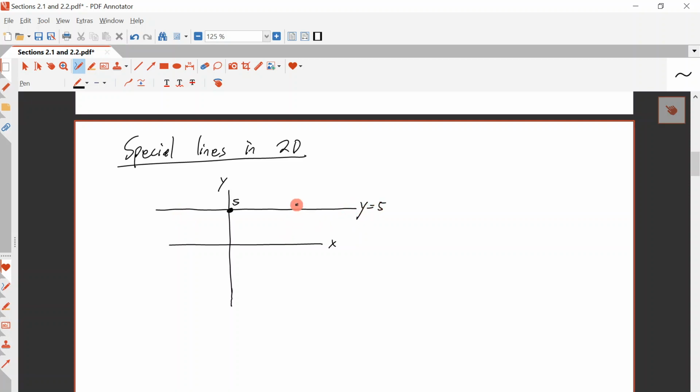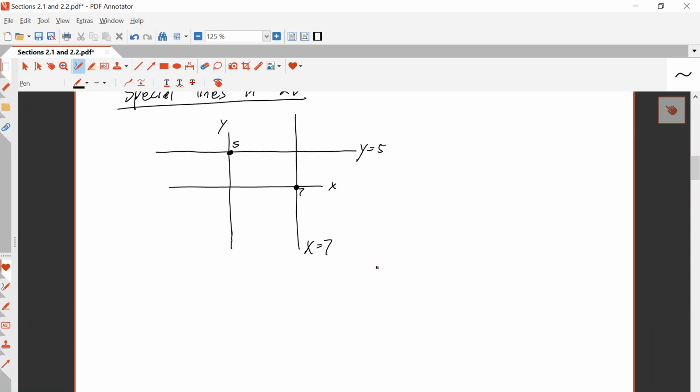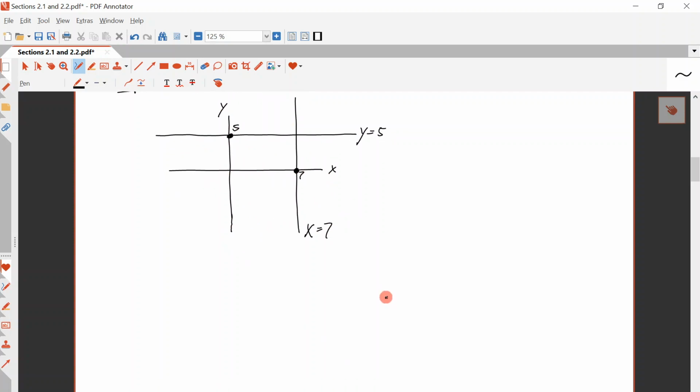Or if I said x equal to 7, like right here, if that's 7 on the x-axis, then this is the line x equal to 7. Every point on this line has x equal to 7 and the y-coordinate is arbitrary. And where these two intersect is, of course, the point 7, 5. So the line x equal to 7 is parallel to the y-axis, the line y equals 5 is parallel to the x-axis. So we know about those.